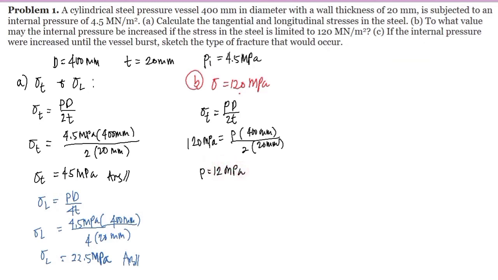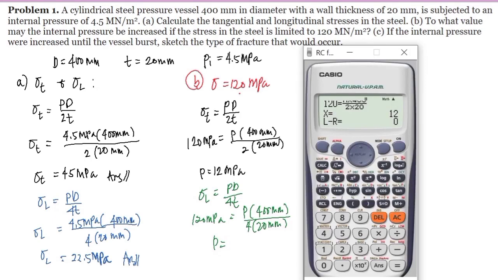Now for the longitudinal stress, we have PD over 4T. So if the stress is limited to 120 megapascal, then we would have here P multiplied by 400 over 4 times 20 mm. So solving for the value of P here, we would have 24 megapascal.